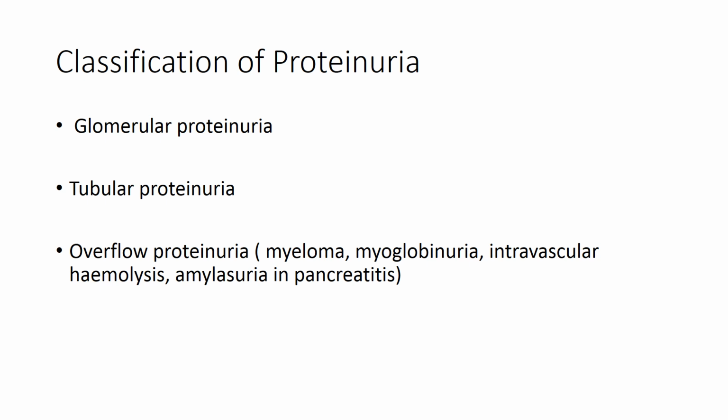And then finally, we have the third type of proteinuria pattern, which is known as overproduction or overflow proteinuria. This happens because of increased production of proteins, as would occur, for example, in multiple myeloma or in rhabdomyolysis, where we have spillage of myoglobin into the plasma that eventually ends up in the urine. In intravascular hemolysis, hemoglobin appears in the urine, or in pancreatitis, proteins such as amylase end up in the urine because of being overproduced.